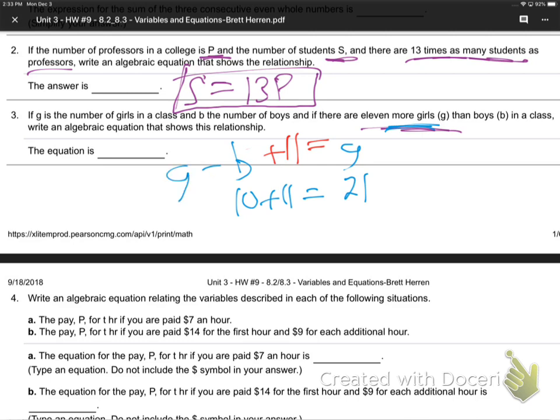You can put the G over on this side if you want. It's the same thing. It doesn't matter which way you do it, as long as the B has got the plus 11 next to it and the G's alone. Right side, left side doesn't matter. That'd be like if I said, A equals B or B equals A. It doesn't matter which side you put stuff on. Right? We good there? Does that make sense? All is good? All right.